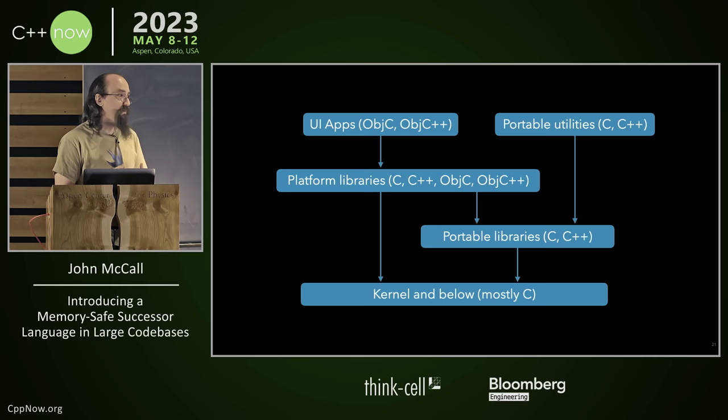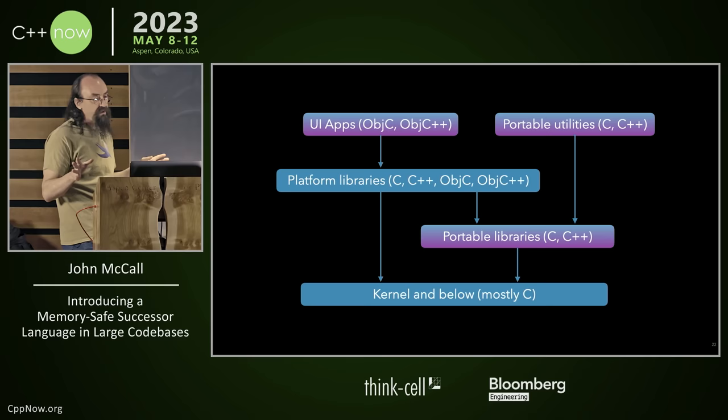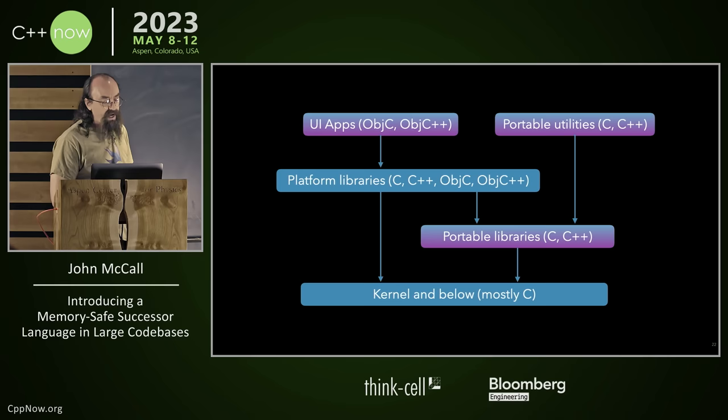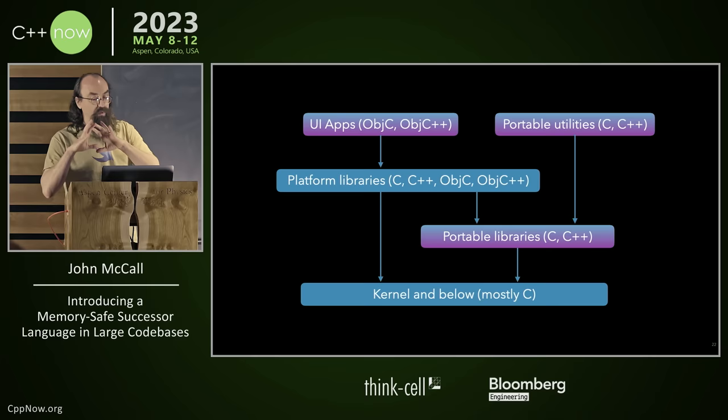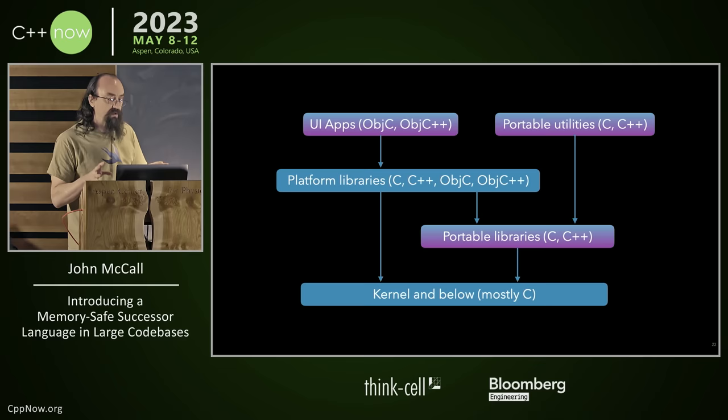Now, of course, if you look at the entire ecosystem, quite a lot of the code in these boxes in particular is not written by Apple. And we mostly see the languages used the same way as we use them at Apple: you have portable cores that are written in C and C++ with platform-specific UI layers written on top of them in Objective-C and Objective-C++.